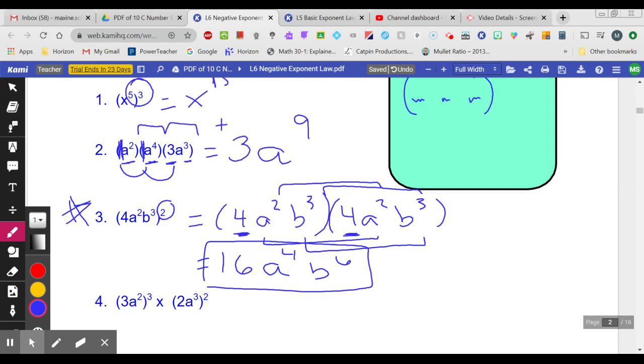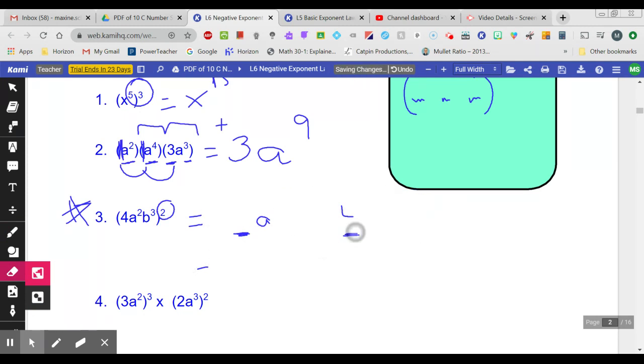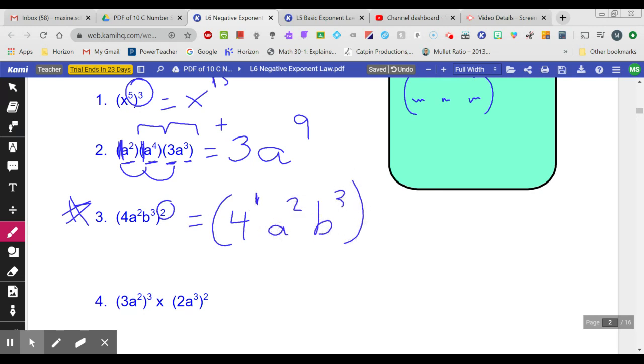So I'm going to erase that and I'm going to show you another way that you could do this question. Okay, so another way to do this question is, think of it like this. Think of it as 4 to the exponent 1, a squared, b cubed, all squared. So put that 1 in. Okay, so anything that doesn't have an exponent, put a 1 in.